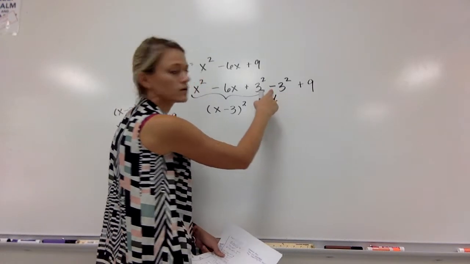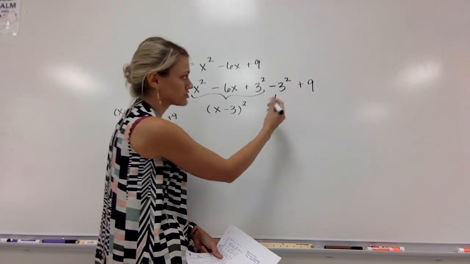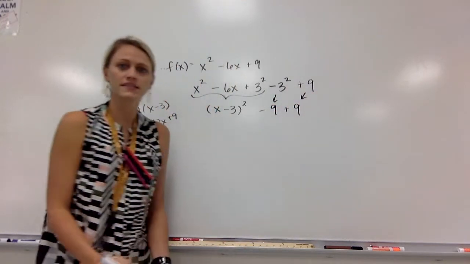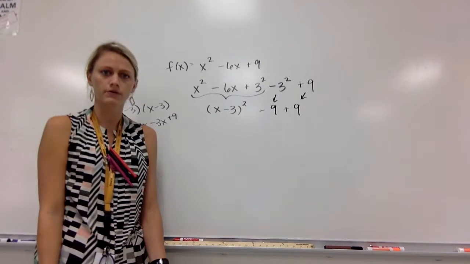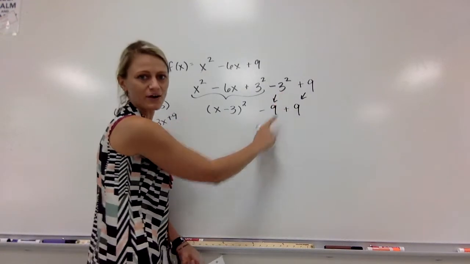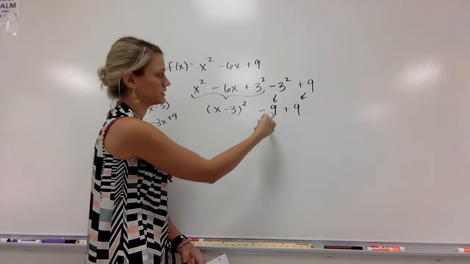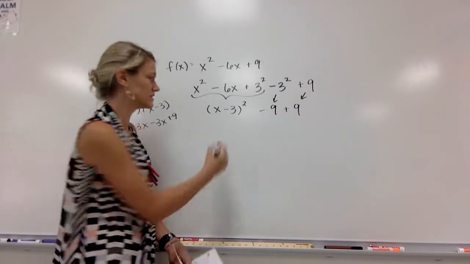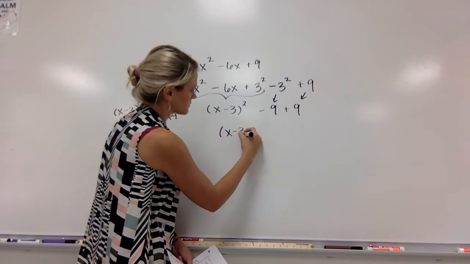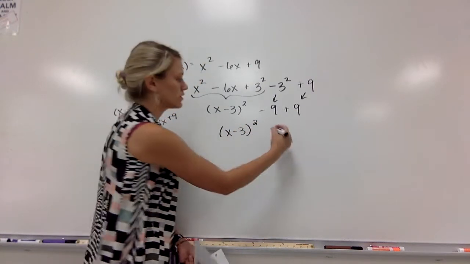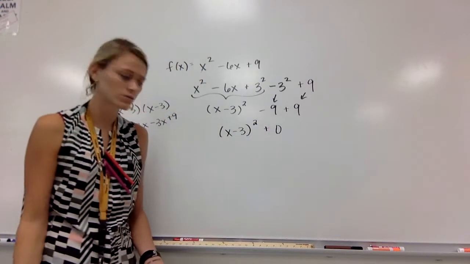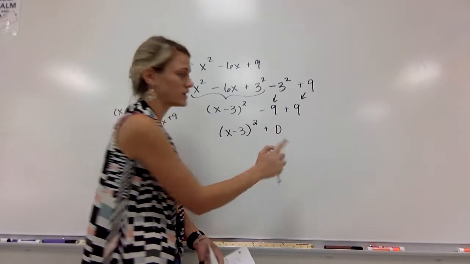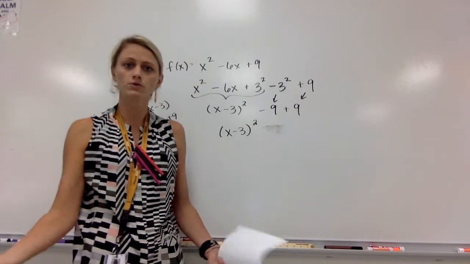I'll bring down the minus 3 squared. 3 squared is just 9, so minus 9 plus that 9. Those just come down. Hopefully you guys see how I got this 9. It's just 3 squared. 3 times 3 is my minus 9. Minus 9 and plus 9 cancel out to give us 0. So I've got x minus 3 squared plus 0. I don't need that 0 here. It's just taking up space. No need to write it. We're good to go.